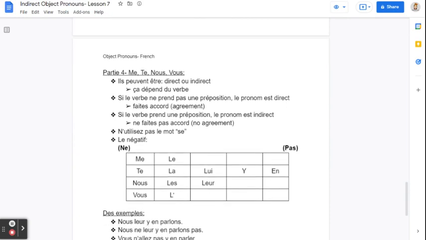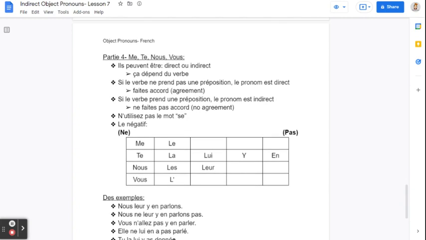But for now, they can be direct or indirect. So if the verb does not take a preposition, the pronoun is direct, so you have to make agreement. But if the verb does take a preposition, then the pronoun is indirect and you don't need to make an agreement. And we don't use the word se in front of it. Like I know some people say, you know how we say me, te, se, nous, vous. We don't use se for this case.